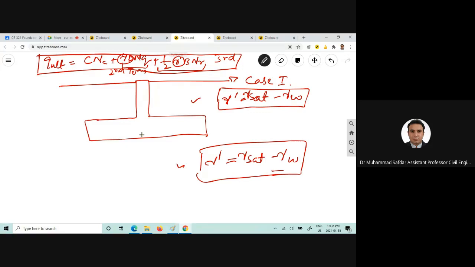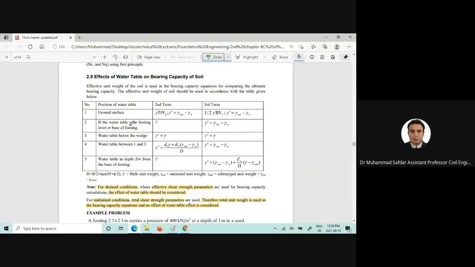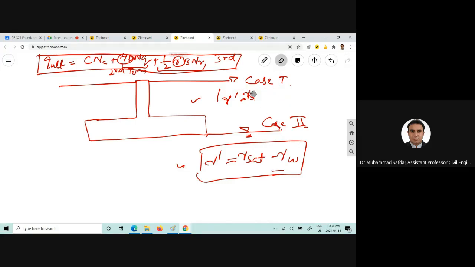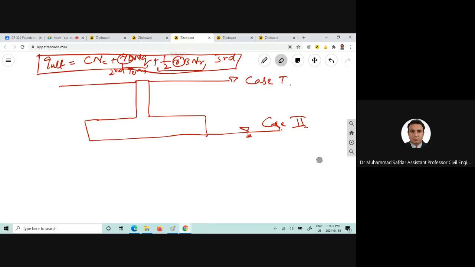Now in the second case, if the water table is at the footing level or base of footing, this is case 2. Now in case 2, we are going to use gamma equal to gamma total or gamma bulk here in the second term, and gamma prime, the submerged unit weight, for the third term.